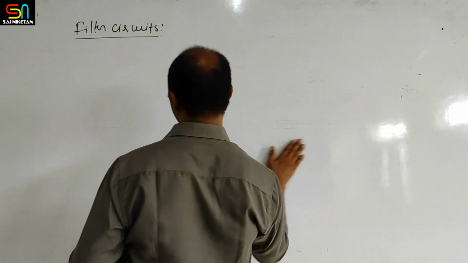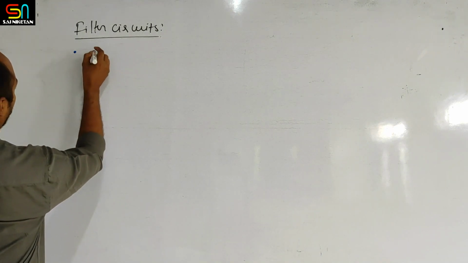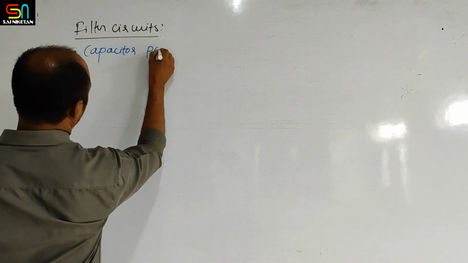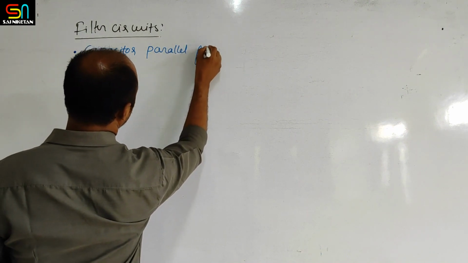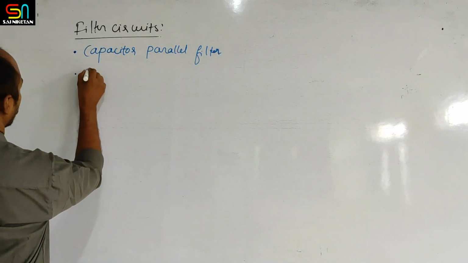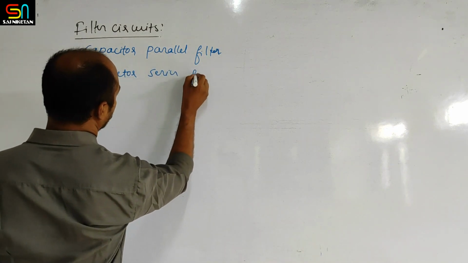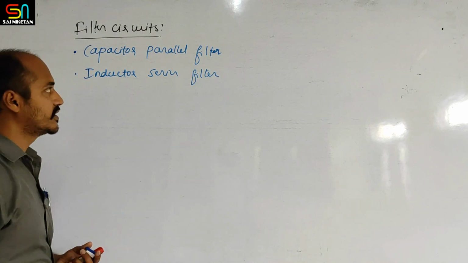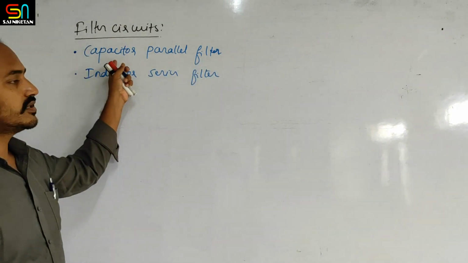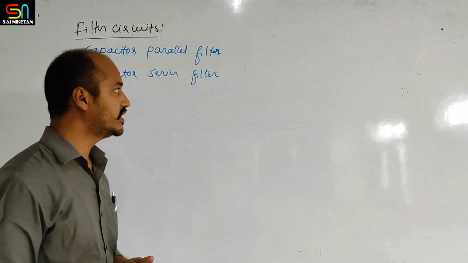There are two types of filter circuits. One is the capacitor parallel filter, and another one is the inductor series filter. So these are the two types of filter. Here we are using a capacitor to correct the signals, and here we are using an inductor to correct the signal. We shall study how these two work.